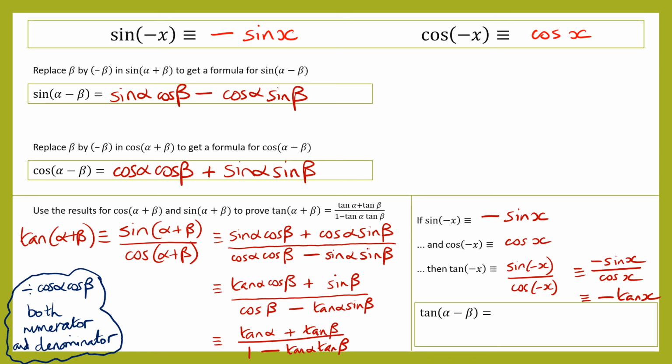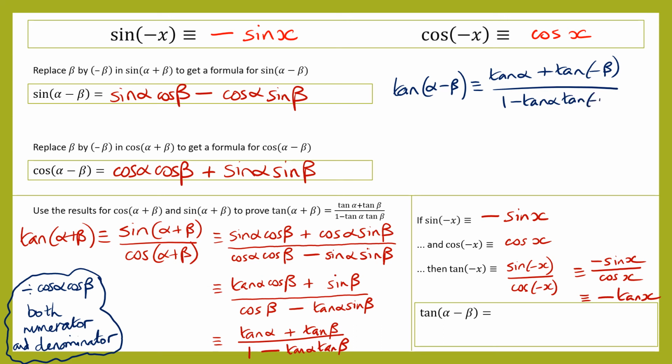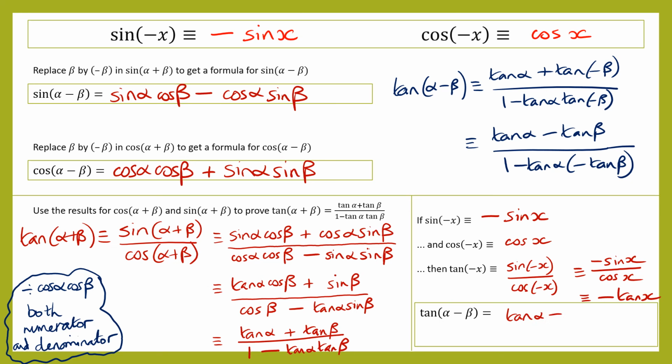So now we can go back to our identity for tan of alpha plus beta and replace all the betas with a negative beta. So replace beta with negative beta. And then use this result. Tan of negative beta will be the same as negative tan beta. And then tidy this up. Just the denominator needs tidying up. And we end up with the result that you were hopefully expecting. Tan alpha take away tan beta in the numerator, and 1 plus tan alpha tan beta in the denominator. And that shows where the 6 trigonometry addition formulae come from.